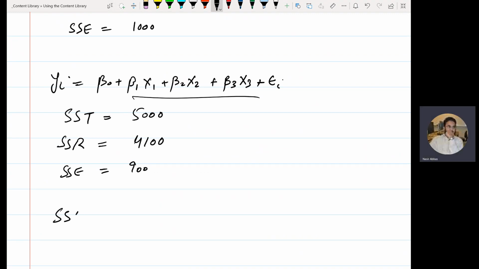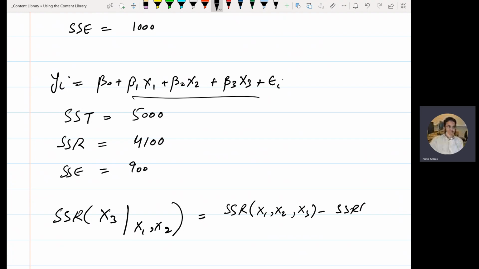So we denote it by SSR of x3 given x1 and x2 were already in the model. This is basically SSR of the full regression with x1, x2 and x3, minus the SSR of the regression with x1 and x2. The one with x1 and x2 had 4,000, and this one has 4,100. So the marginal contribution of x3 in the presence of x1 and x2 is 100.